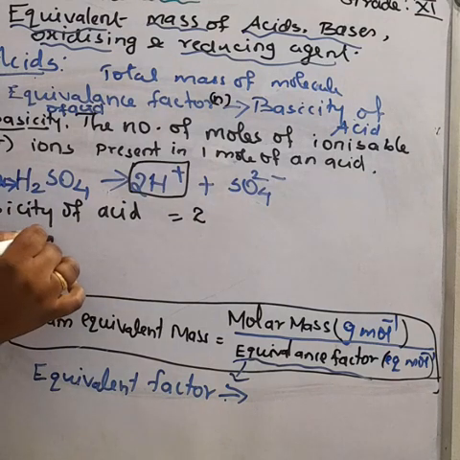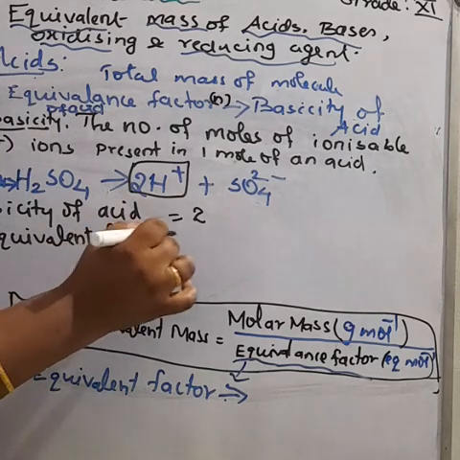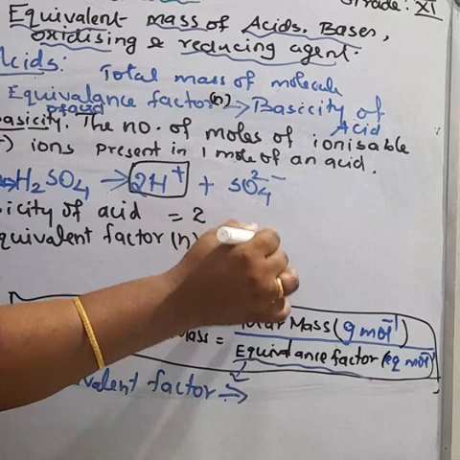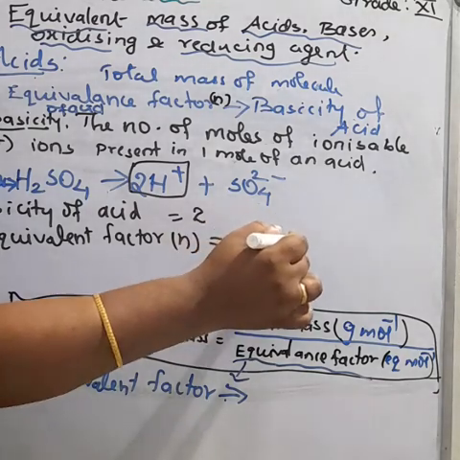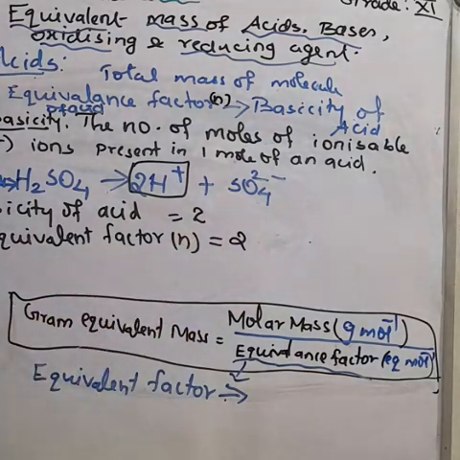If you are calculating the equivalent mass of sulfuric acid, H2SO4, we should know the equivalence factor. What is the formula for gram equivalent mass? Gram equivalent mass is equal to molar mass by equivalence factor. What do you mean by equivalence factor here?